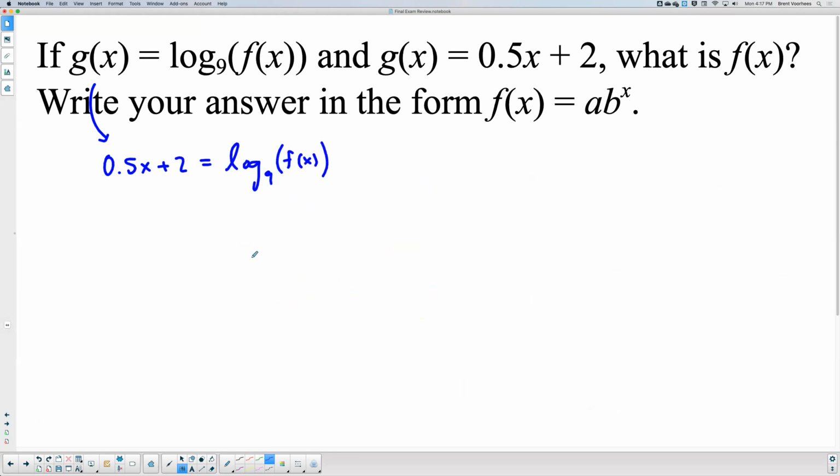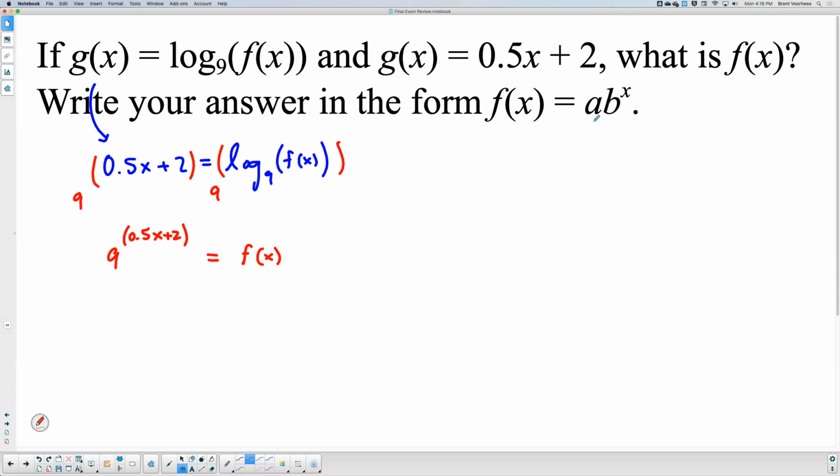So here's the question for you. How would I solve that? Well, I would need to solve for this log. What's the opposite of a log? It's an exponential. So I take my base and I would raise it not to f of x any longer, I'd raise it to this. I'm taking 9 as my base and raising it to that. So this 9 and the logarithm would cancel. So I'm left with 9 to the power of 0.5x plus 2. And that would equal f of x.